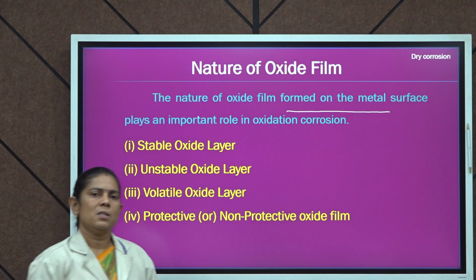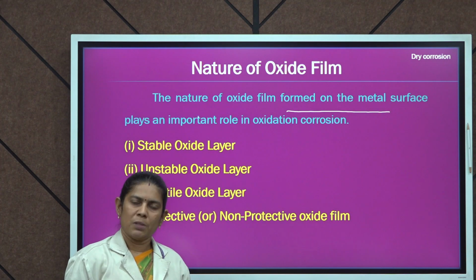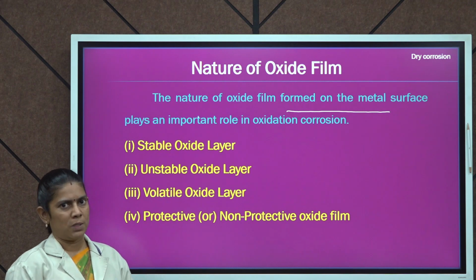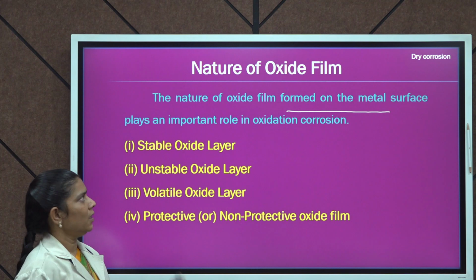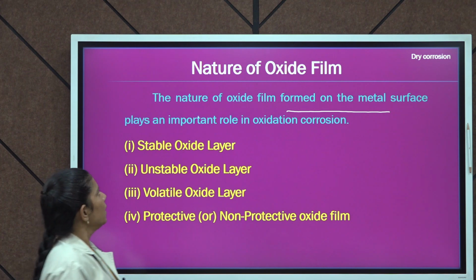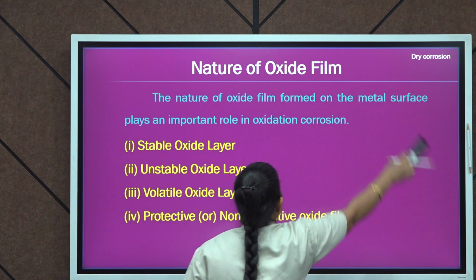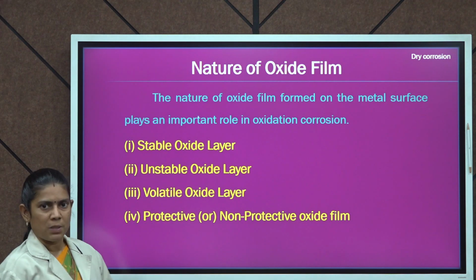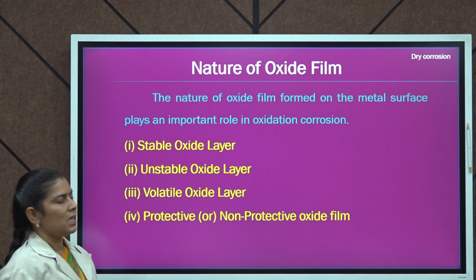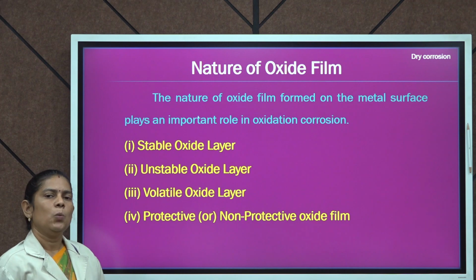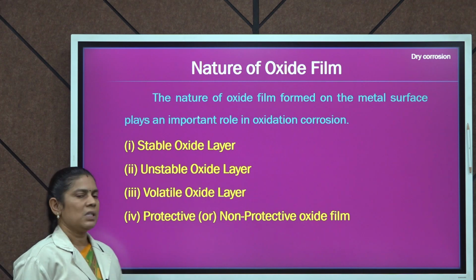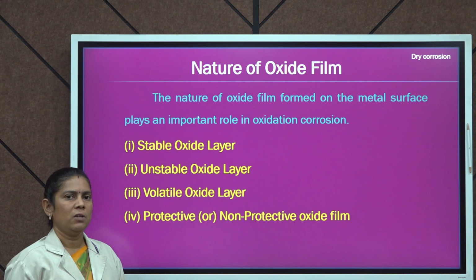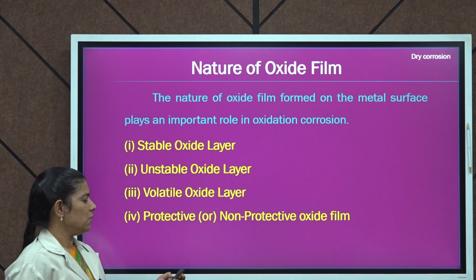And as a result of the corrosion, different layers are formed. The layers play a vital role in oxidation corrosion. There are four different types of layers formed. The first layer is the stable oxide layer, the second is the unstable oxide layer, the third is the volatile oxide layer, and the fourth is a protective or non-protective oxide film.